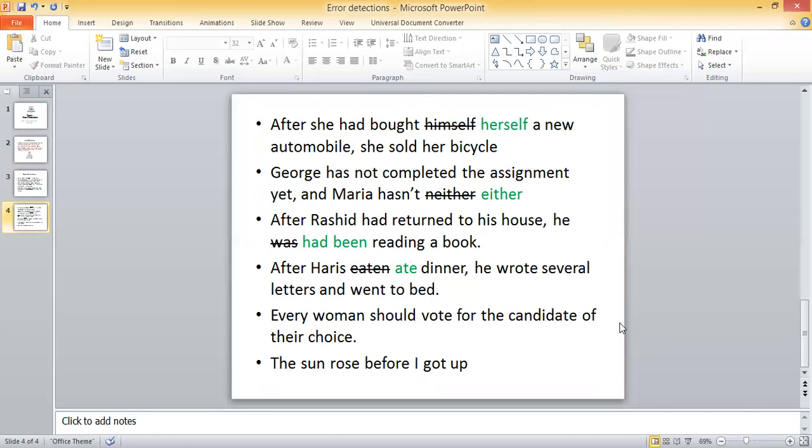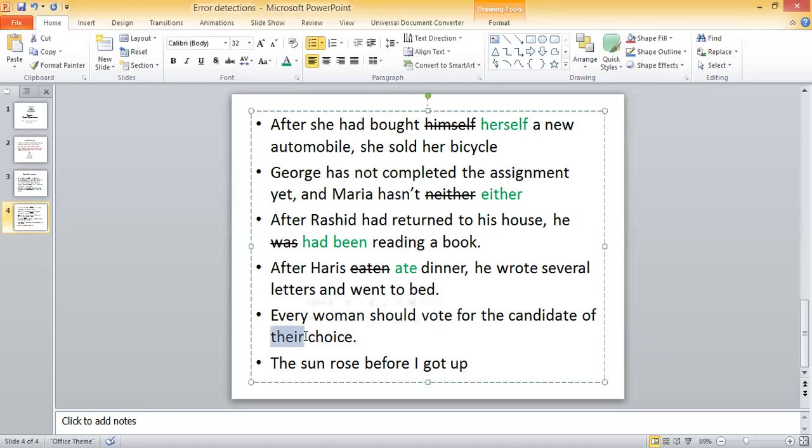Okay. Besides that, every woman should vote for the candidate of their choice. You might be thinking there is not any mistake, but there is a mistake. All right, the mistake is of "their", because it is a plural pronoun. What is a plural pronoun? You always use "their" where there is a plural sense.